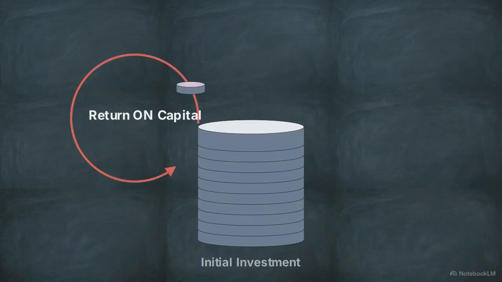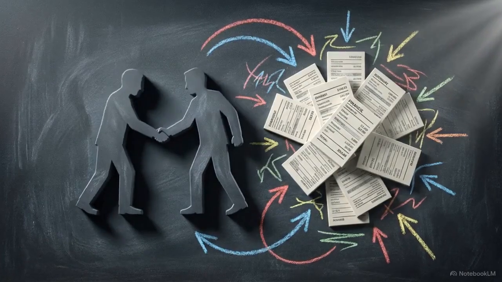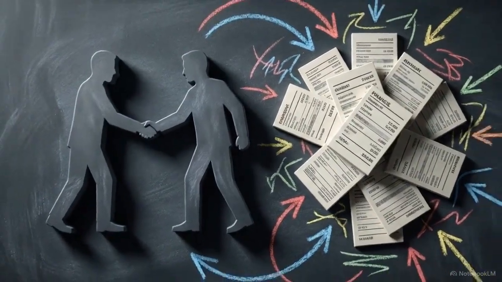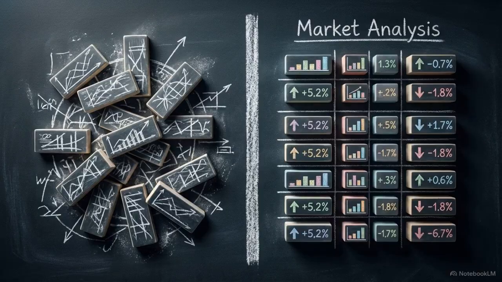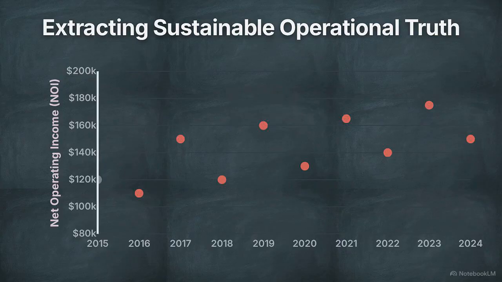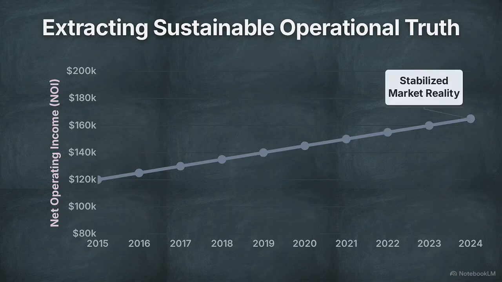They demand a return on capital, an annual yield, and a return of capital, which is the eventual recovery of their original investment. An owner's actual operating history rarely reflects this pristine standard. It is often distorted by non-market behavior and personal bias. For example, an owner might accept below-market rent from a family member, or artificially lower expenses by managing the building themselves. The appraiser's duty is to strip away these idiosyncratic biases. They must adjust the numbers to establish a sustainable, market-supported operational truth.